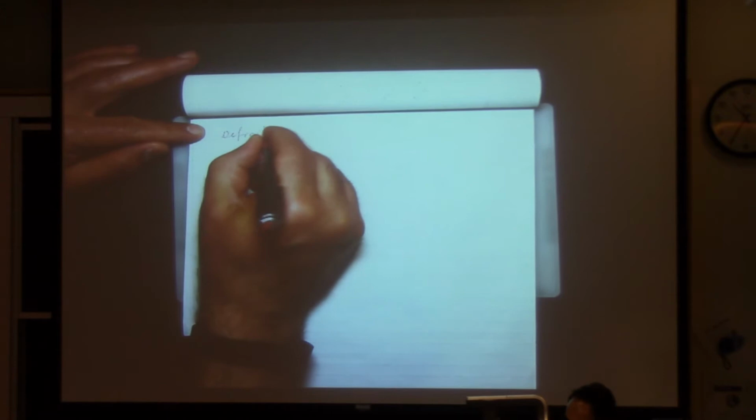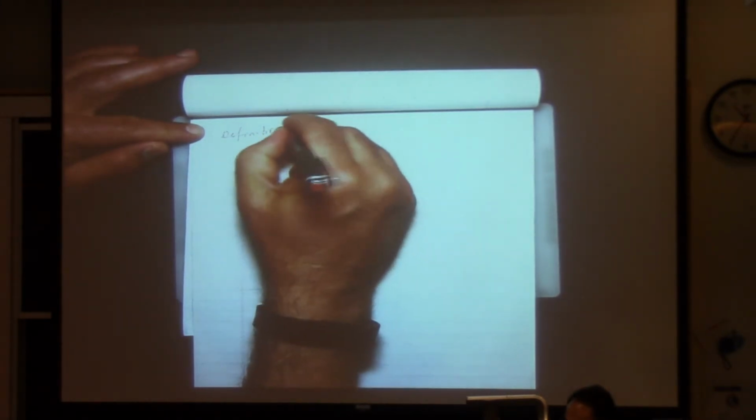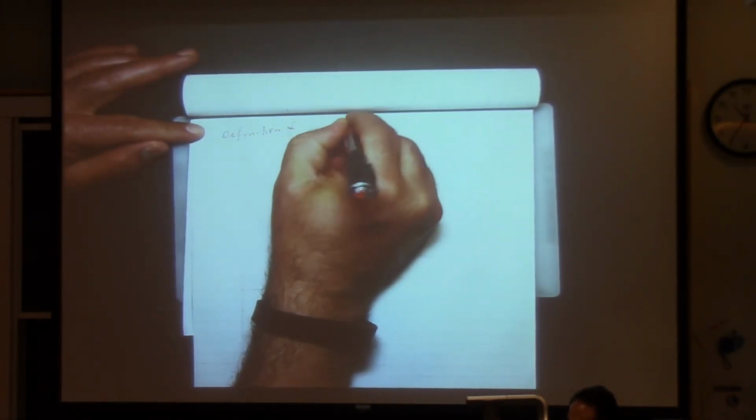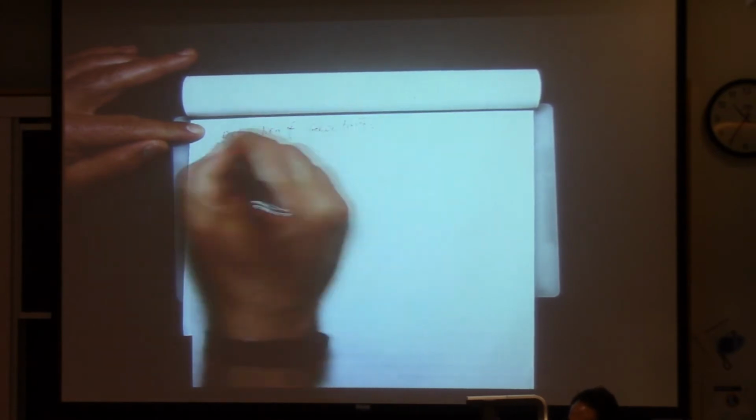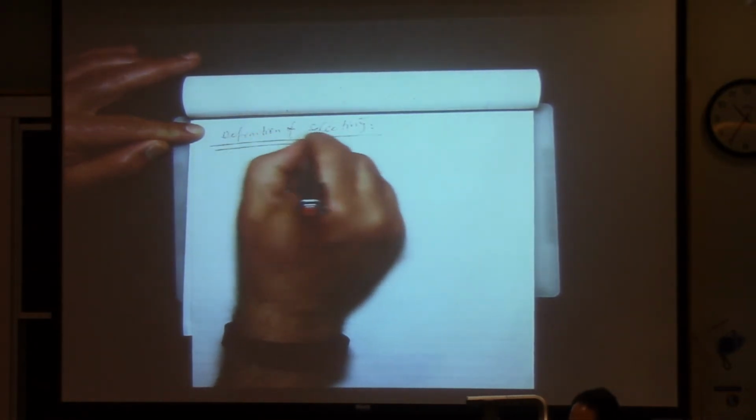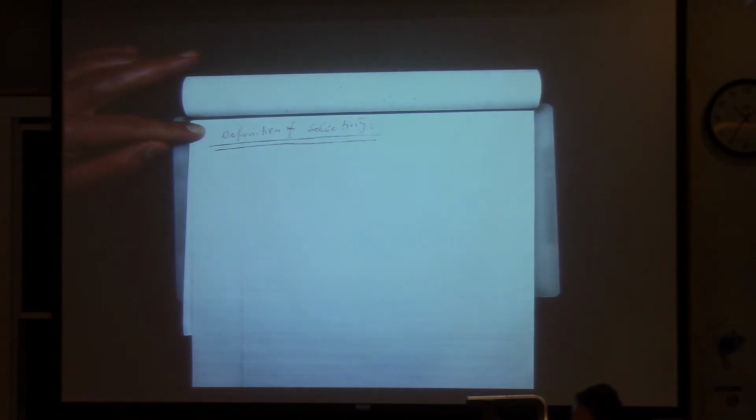Before going to the detail of the semi-batch reactor, I'm going to have a definition of selectivity. As the name suggests, you have a few products, and you want to single out or enhance one compared to the other one. So I'm going to just write it down.